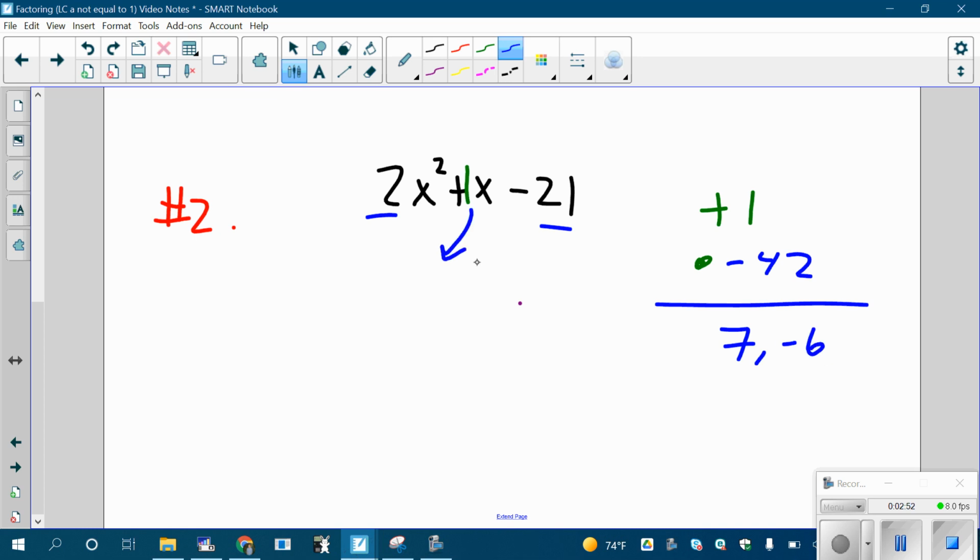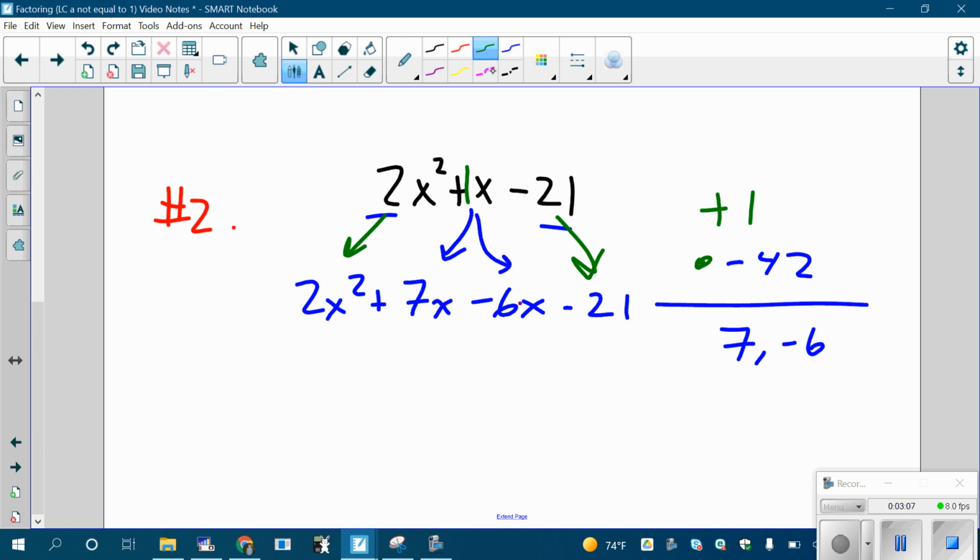And then I split the middle. I split that 1x into 7x and negative 6x. I drag down this there, and then I group together these 2, and I group together these 2, and I take out a greatest common factor. What I'm doing now is factoring by grouping, which might be familiar. So I look at those 2, what they have in common. Well, they both have an x. What am I left with? 2x plus 7.